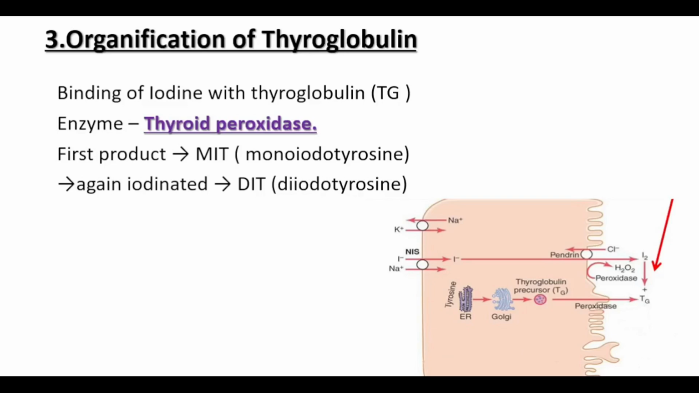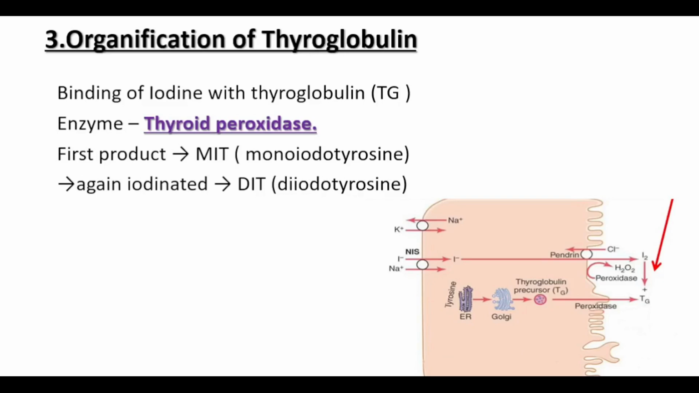So organification of thyroglobulin means binding of iodine to the thyroglobulin. To be more specific, it is the binding of iodine to the tyrosine residues present in the thyroglobulin. And the enzyme mediating this step is thyroid peroxidase. Here you can see the diagram. Iodine is attached to thyroglobulin. So this step is known as organification of thyroglobulin, that is attachment of iodine to tyrosine residues present within the thyroglobulin by the enzyme thyroid peroxidase.